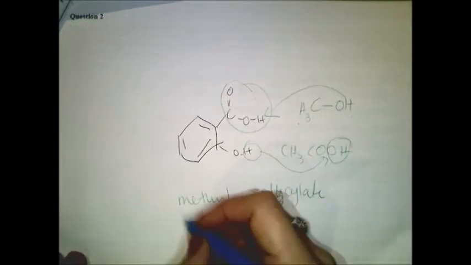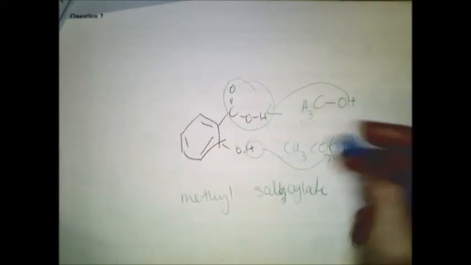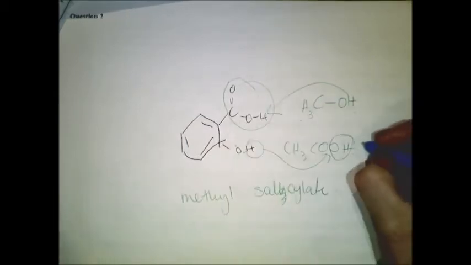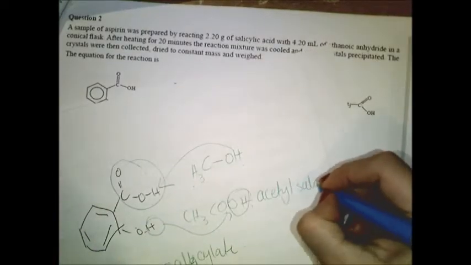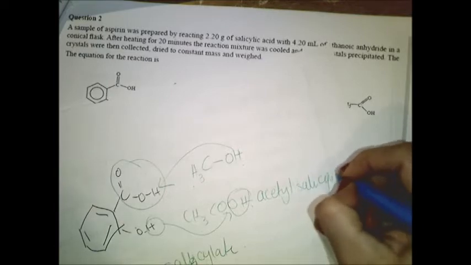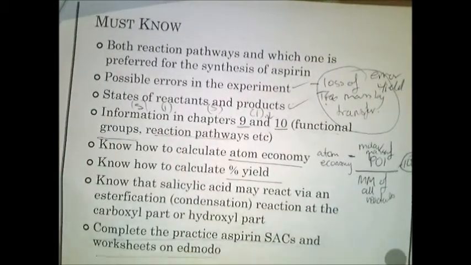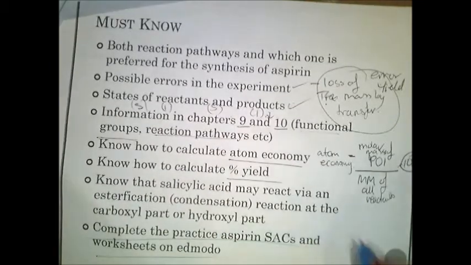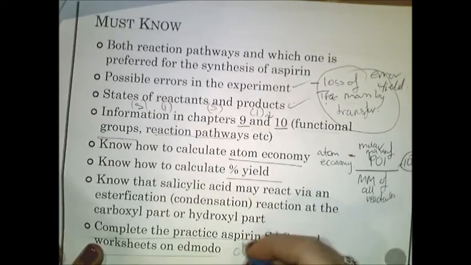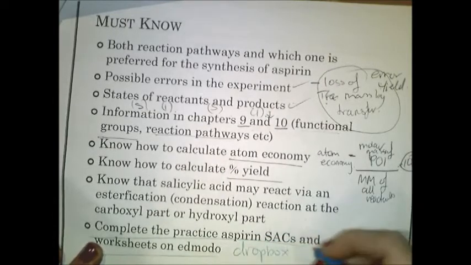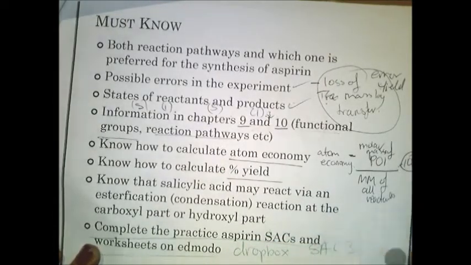Excellent. And then obviously if we have ethanoic acid and the salicylic acid, we get aspirin, which is acetyl salicylic acid. Okay. Now, what else do you need to know? You need to complete the practice aspirin SACs on Edmodo. If you don't have access for some reason on Edmodo, it's always on Dropbox under SAC 3 revision.